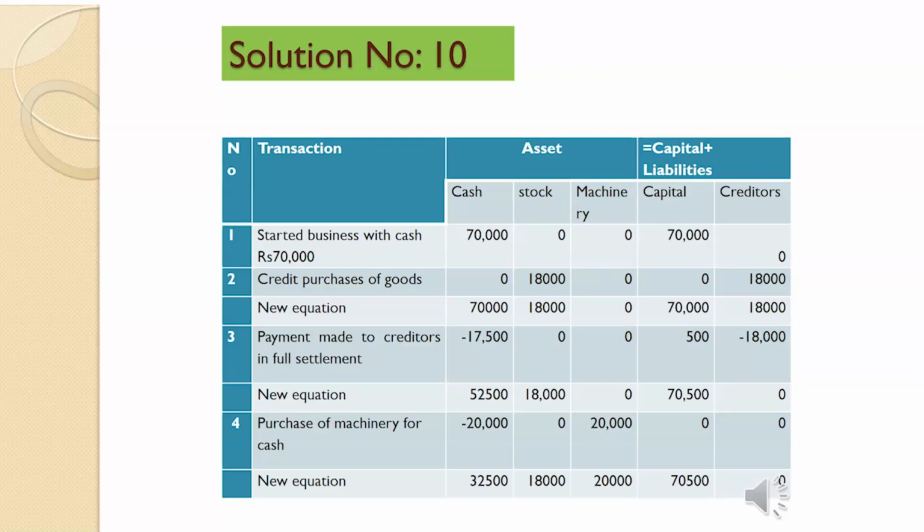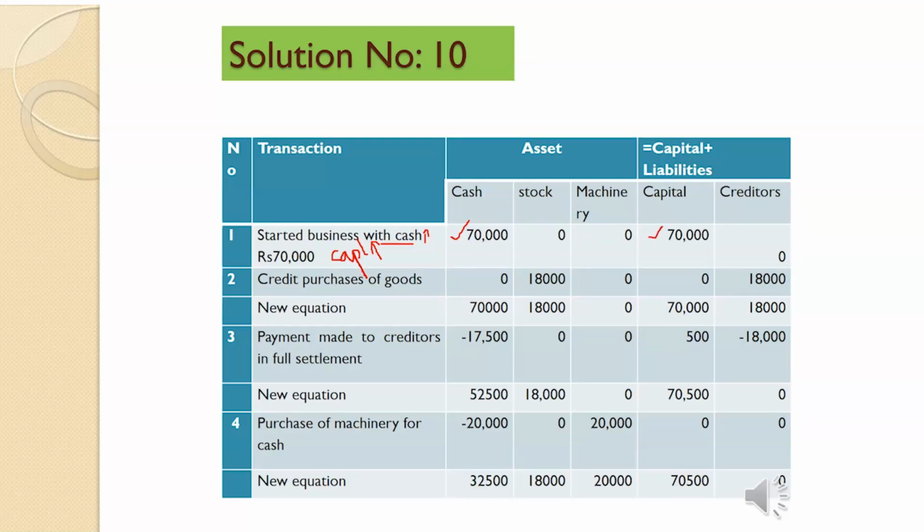Now we shall see the solution for the problem. First transaction is started business with cash. So the accounts involved are the cash account and the capital account. Here cash increases, then capital is also increased. So the cash account increases by 70,000, and capital is also increased by rupees 70,000.